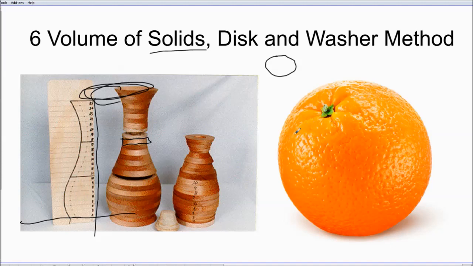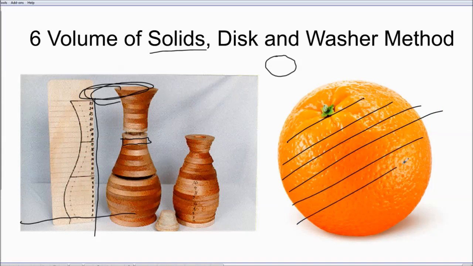Same thing with an orange. With an orange, we're just going to cut it into a bunch of slices. Technically, we'd want to cut it into as many slices as we could. And you know what? I know that some of you are sitting there thinking, but wait, Mr. Boyden, that's a sphere. I know the volume formula for a sphere. Well, today we're going to pretend like we don't.